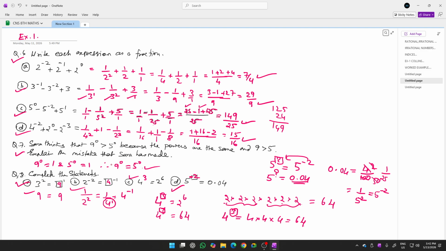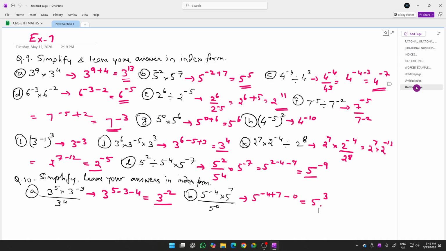Now let us try to complete this exercise. There are 2 more questions. So we'll go through question number 9. It says simplify and leave your answer in the index form.